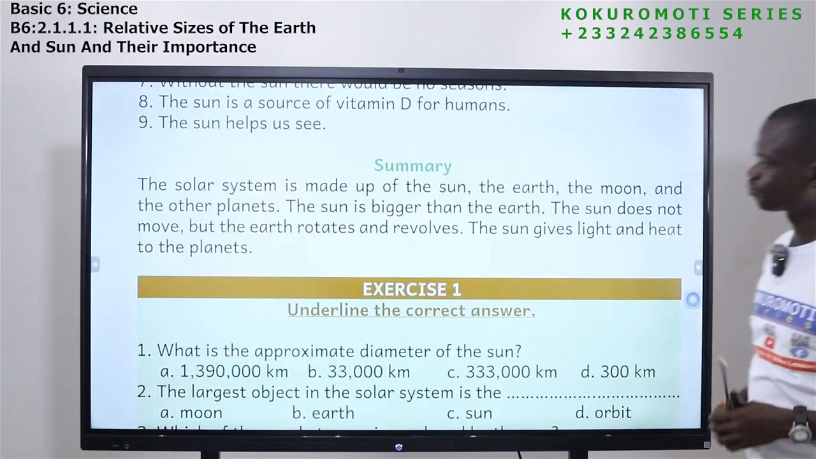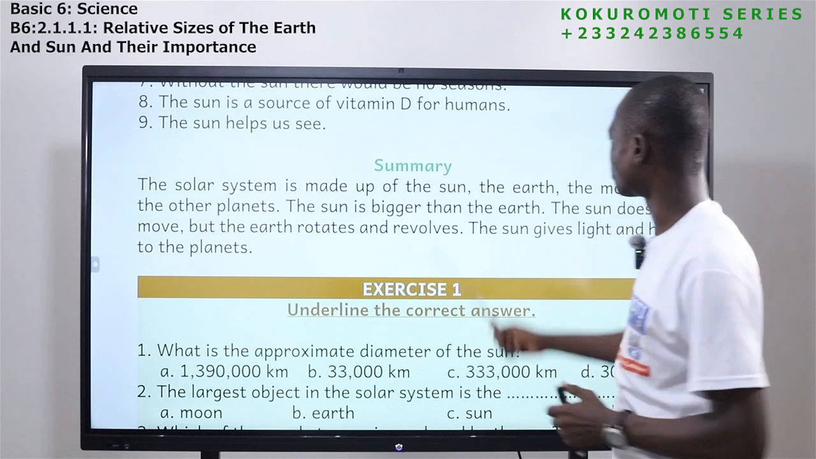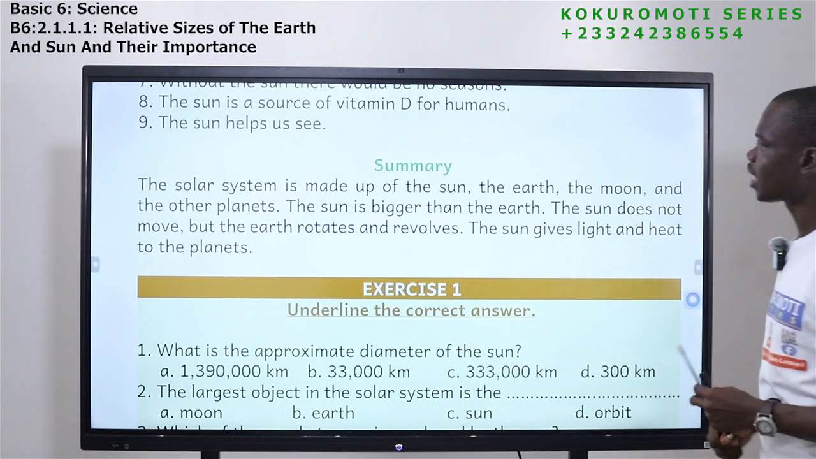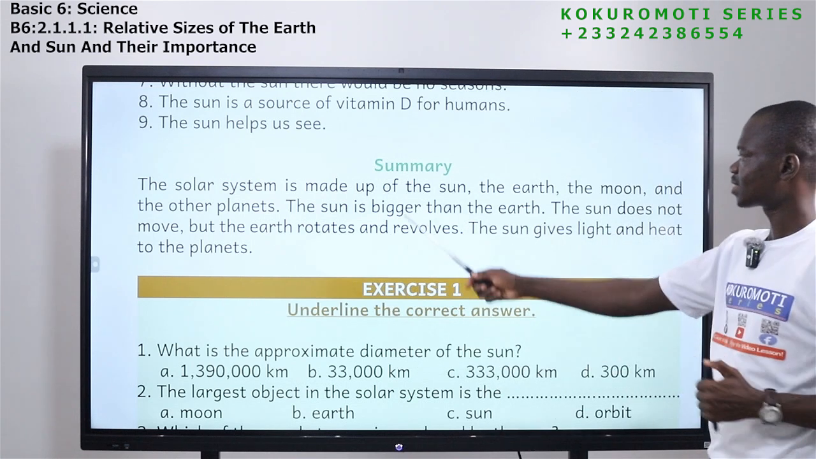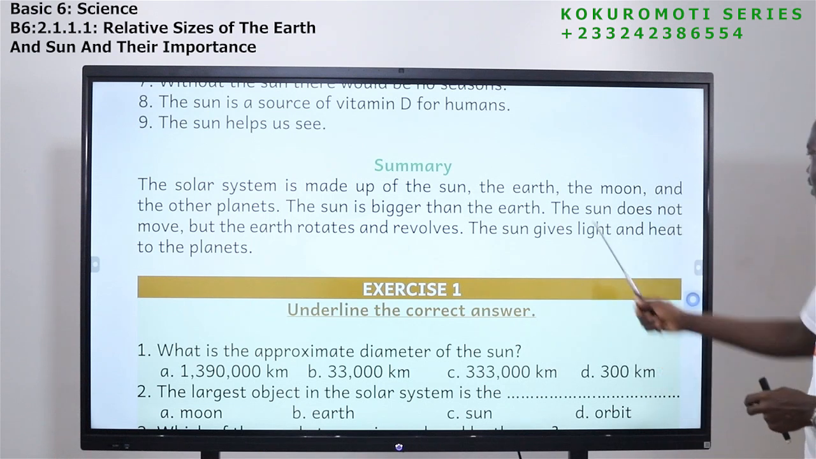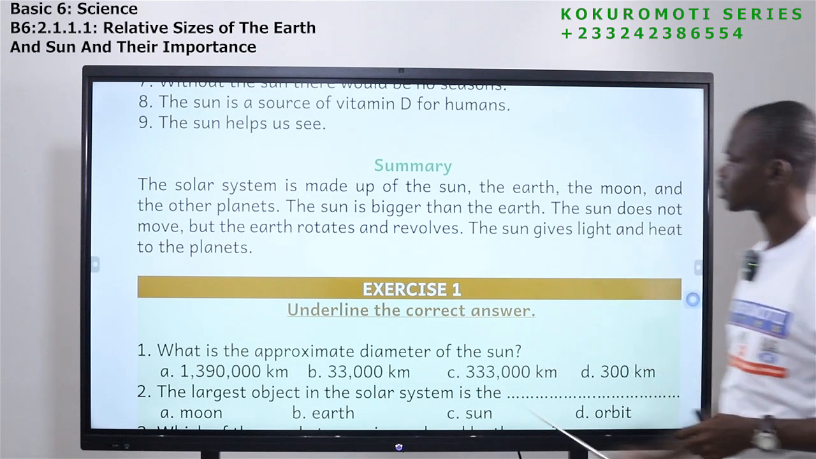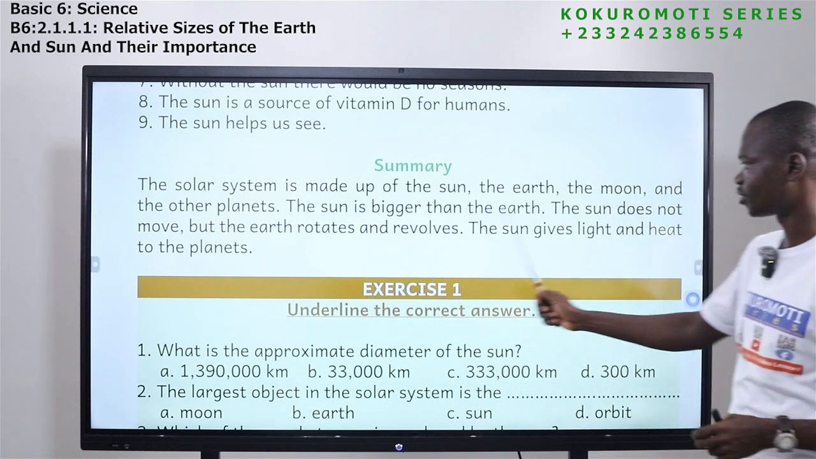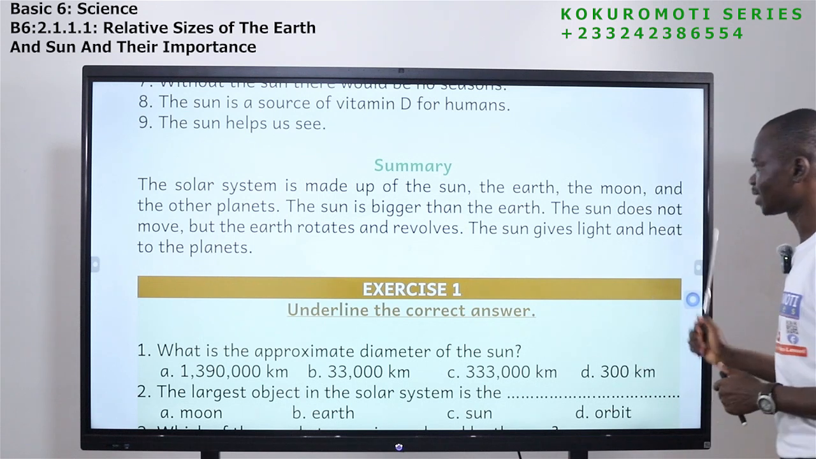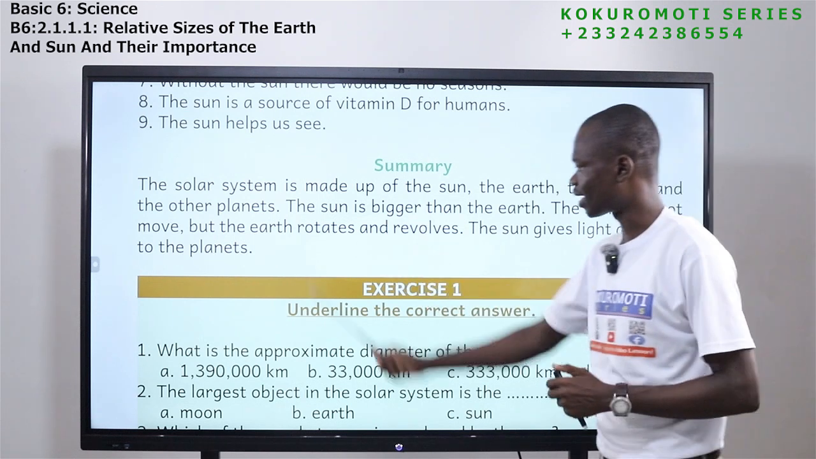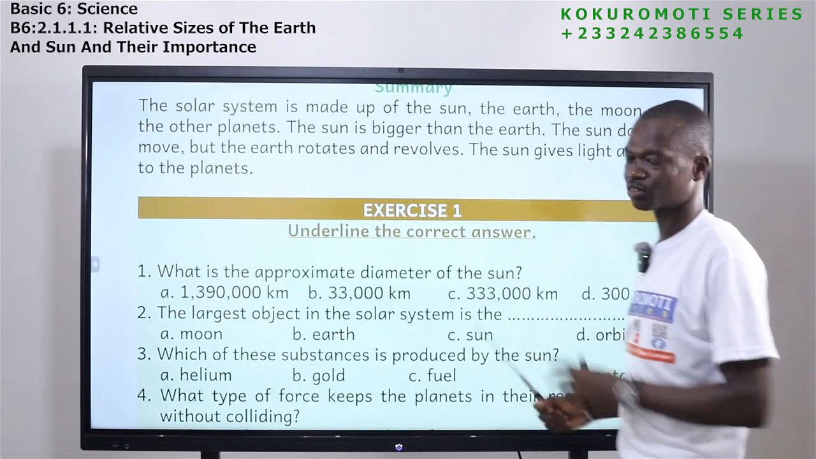Now in summary, the solar system is made up of the sun, the earth, the moon, and the other planets. The sun is bigger than the earth. The sun does not move, but the earth rotates and revolves. The sun gives light and heat to other planets. Okay, so this brings us to the end.